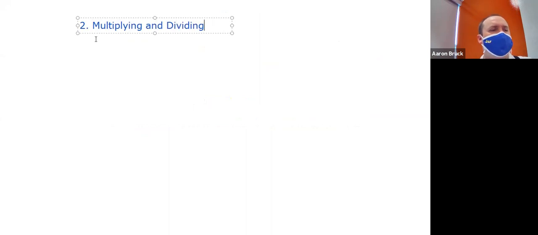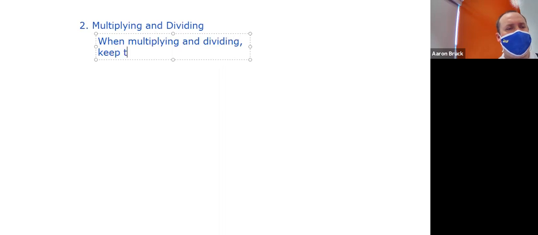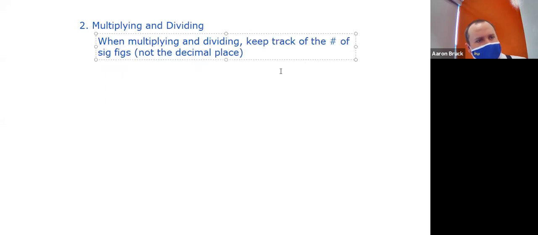Second, multiplying and dividing. When we're multiplying and dividing, what we need to keep track of are the number of significant figures that are in the calculation, not the number of decimal places that are there.